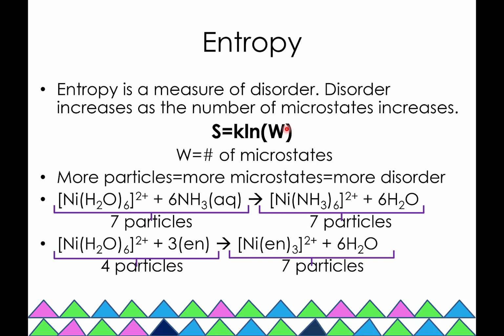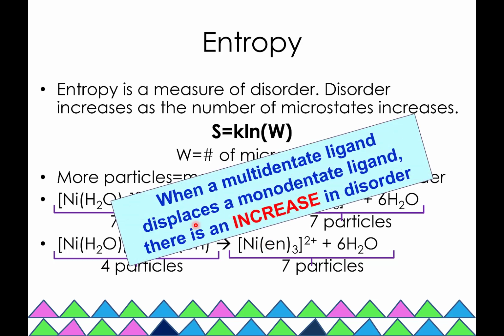Microstates is the number of ways that your molecules can be arranged or oriented. So if you think about it, for just one complex ion of nickel, we have an increase of almost double the number of particles. So this is going to be a huge increase in freedom of motion. So when a multidentate ligand displaces a monodentate ligand, there is an increase in freedom of motion or disorder, which is an increase in your number of microstates, or entropy. This is the chelate effect. The chelate effect is that greater formation constants for multidentate ligands because of this increase in entropy.